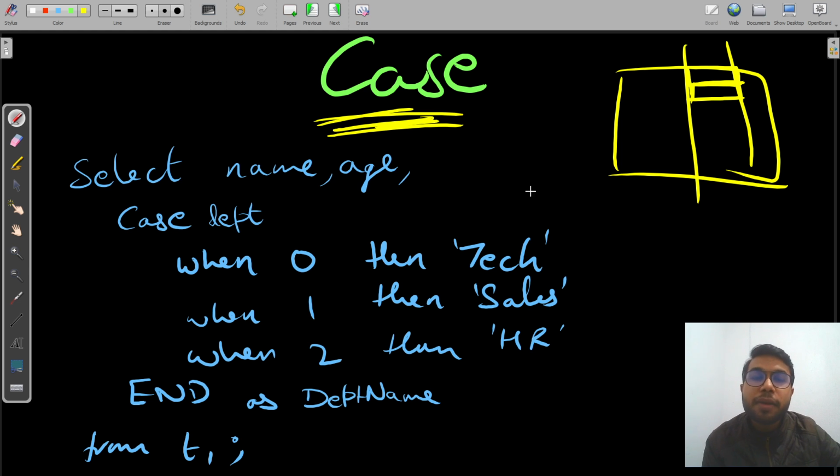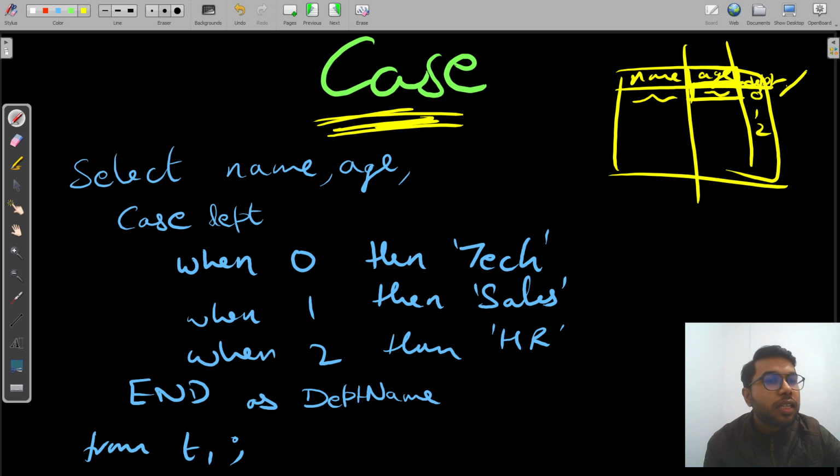And matlab, the department is basically the department number. So for example, let's elaborate on this. There's your name, there's your age, and there's your department number. Basically name would have something, age would have something, and department number would have one of these three, so 0, 1, or 2.